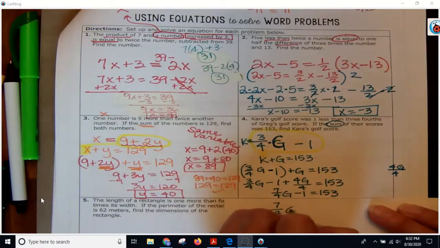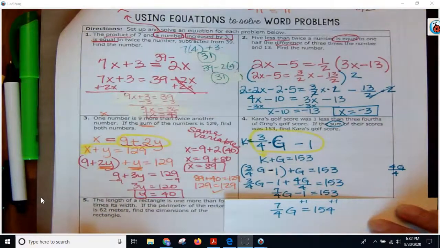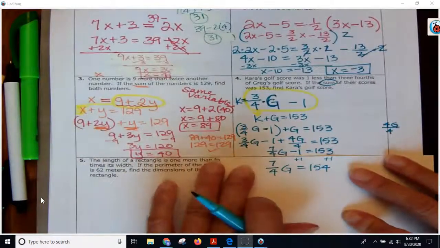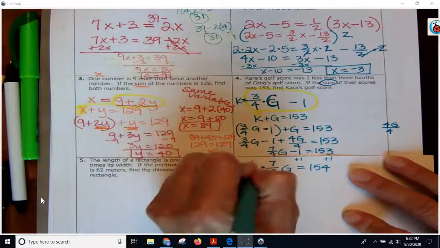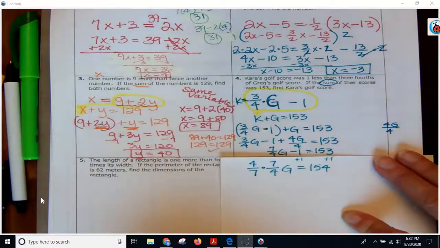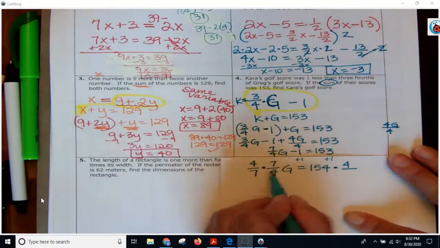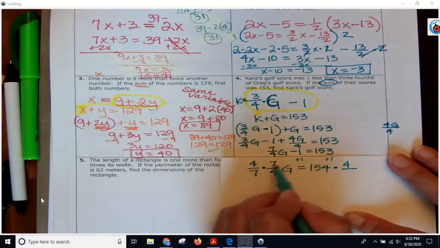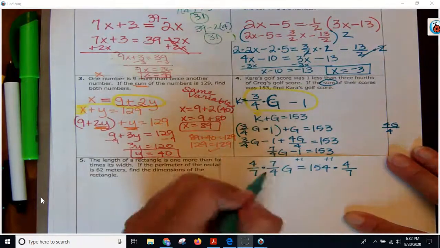7/4 G equals, I'm adding 1 to both sides, 154. And now I can multiply both sides by 4 and then divide both sides by 7, or multiply by the reciprocal. Multiply both sides by 4, right? And then divide both sides by 7. And I'm going to do that all in one step by multiplying by the reciprocal.